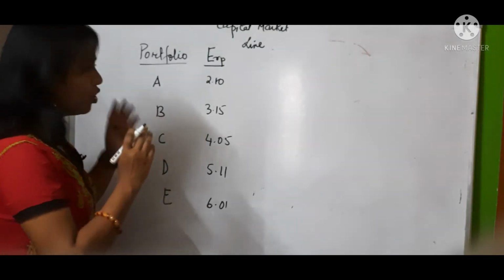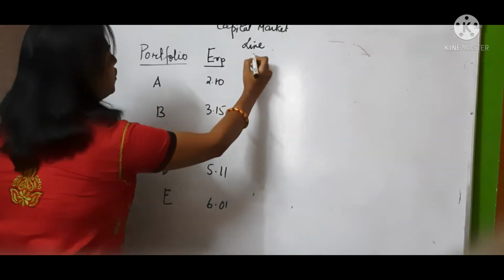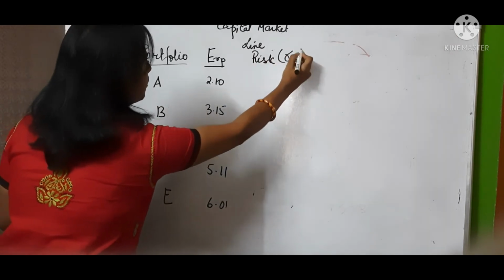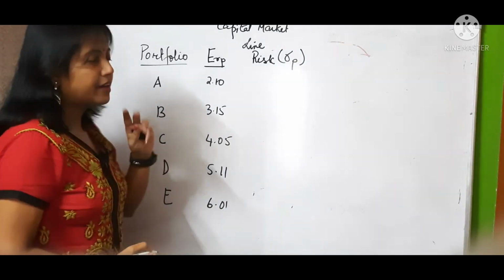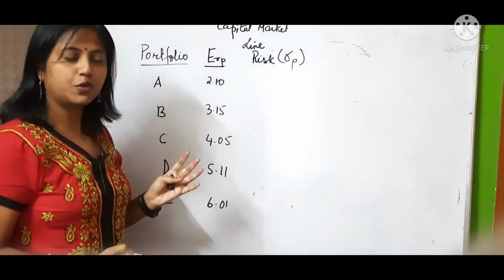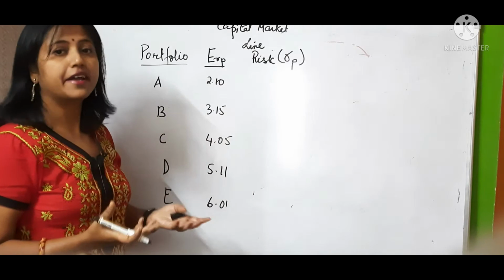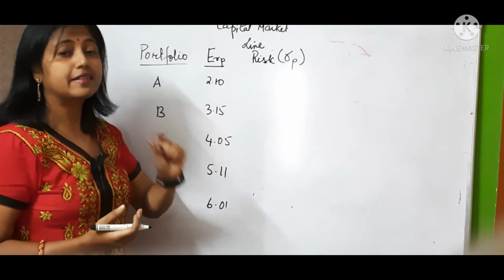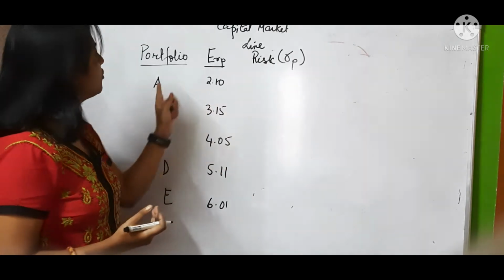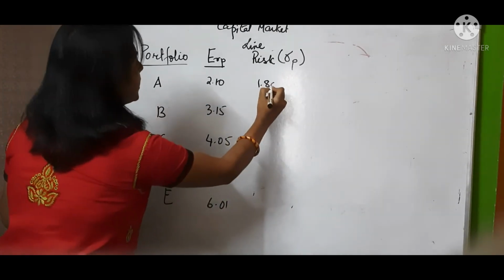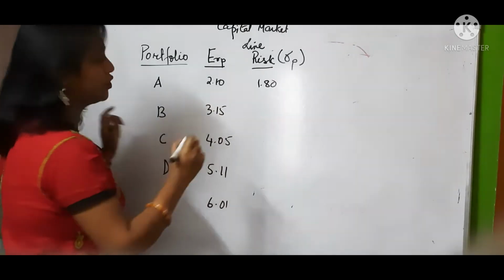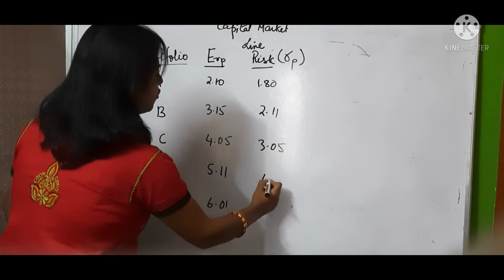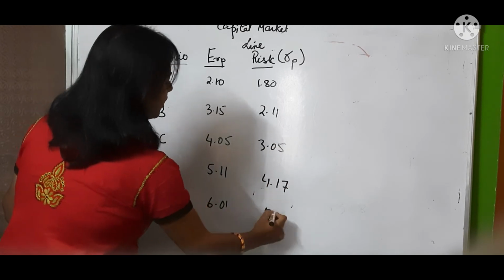Also, you know that each portfolio will have a different risk, denoted by the standard deviation of the portfolio. In my last video, I have already given you an understanding about what is risk and how we calculate risk. So, standard deviation, represented by sigma, is a measure of risk. The risk of this portfolio, suppose it is 1.80. Risk of this portfolio, suppose it is 2.11, this is 3.505, this is 4.17 and suppose this is 5.60.